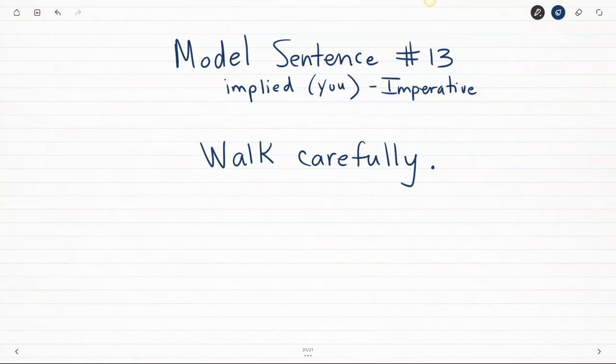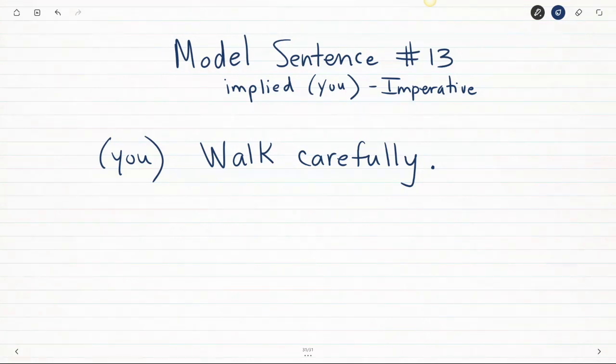Walk carefully. Who or what walk carefully? Now, in imperative sentences, there is a subject noun, but it's not stated, it's implied. And the answer is implied you. In other words, what we're really saying when we say walk carefully is you walk carefully.